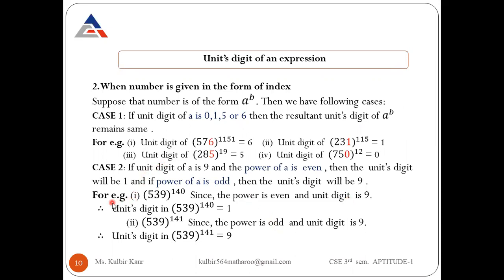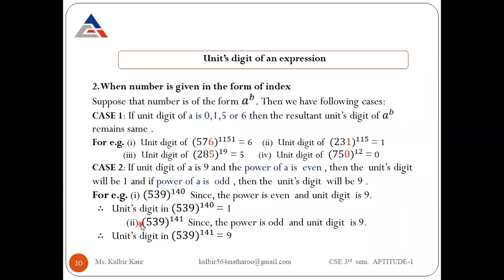So let us understand this concept with the help of an example. 539 raised to power 140. Find the unit digit of this expression. Now, at unit place, we have a digit 9. Whenever the unit digit is 9, then we shall check the power. Now, what is the number in power? This is equal to 140. This is an even number. When the power is even, then what will be our answer? The unit digit is always equal to 1. Since the power of this expression is even and the unit digit is 9, the resultant unit digit of this whole expression will be equal to 1 according to this result.